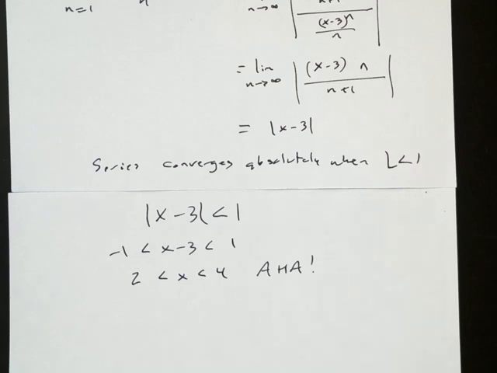Wait a second, say that again? It's not inclusive. It's not conclusive. I don't know from the ratio test alone what happens at 2 and at 4. I know it converges on the inside, it diverges on the outside, but right on the edge there, weird can happen. So I need to check those two values of x separately.